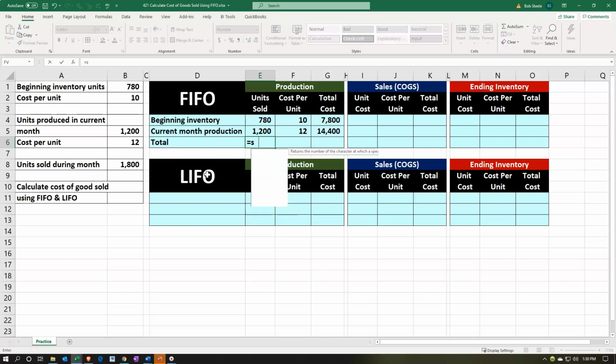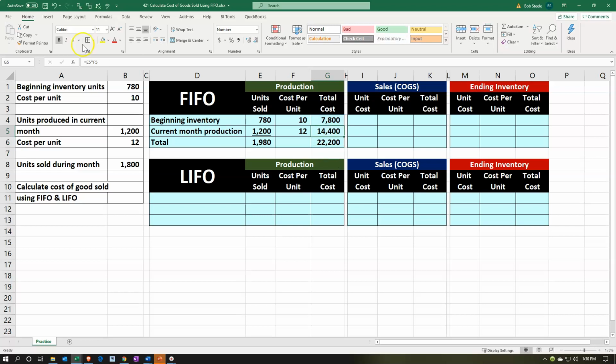So I'm going to sum these up. That means we have total units over the period of the 1,980 that could have been sold. So if we sum up this side and underline here, that's what could have been sold. And then the units sold will be the 1,800 units. Now, under the first in, first out method, we're going to assume we sold the first units that we had. So the units that were already on hand are the ones that we assume that we actually sold.